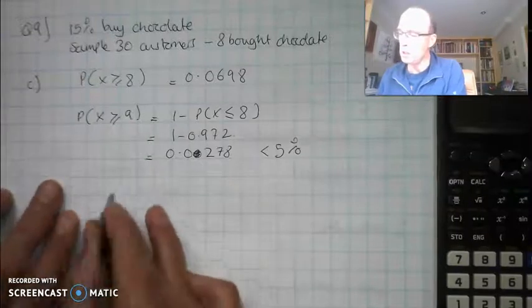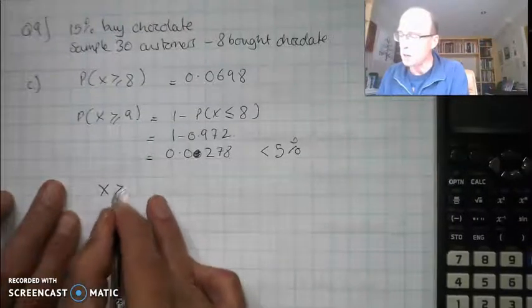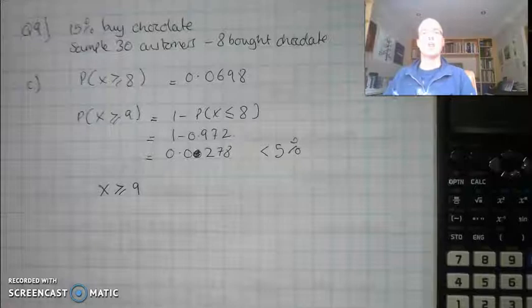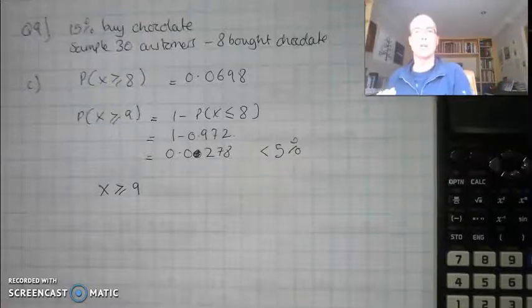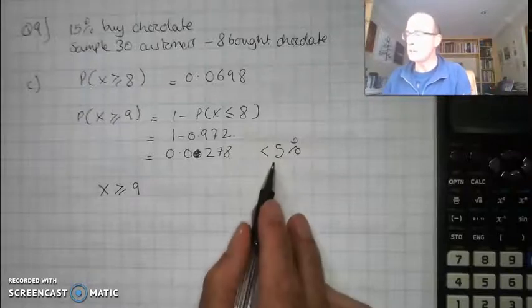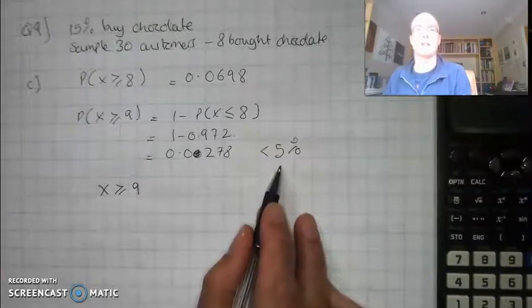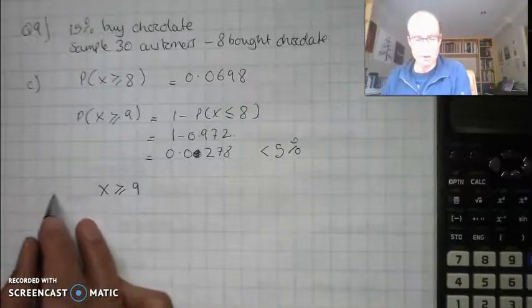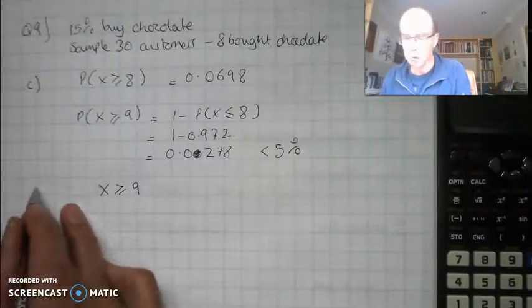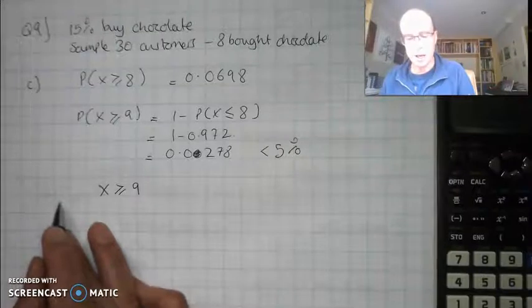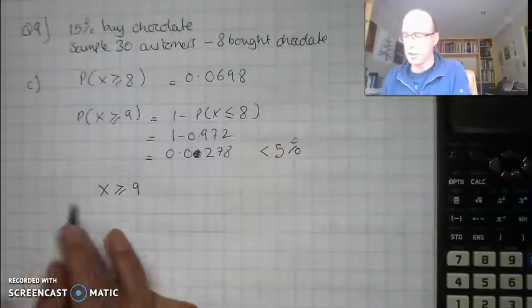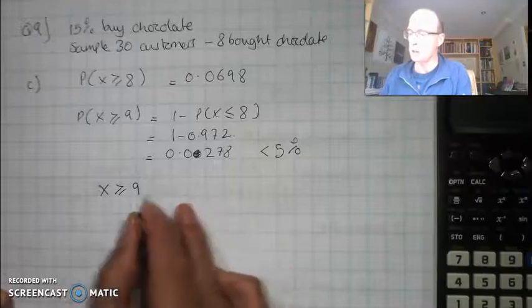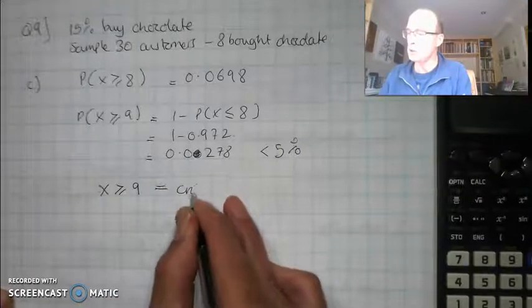So my critical region is going to be the values of X greater than or equal to 9. So if I got 9 or more customers buying chocolate out of 30, I would have a significance level of less than 5%, and I'd be able to reject my null hypothesis at that 5% level. So my critical region, which was part C, is X greater than or equal to 9.